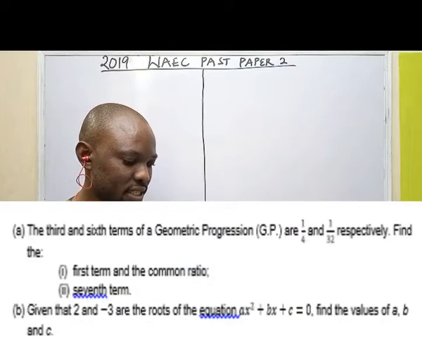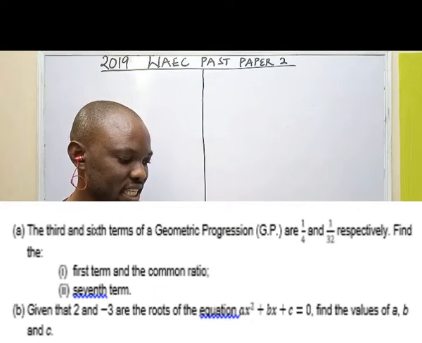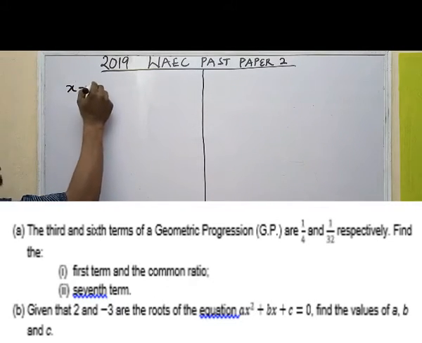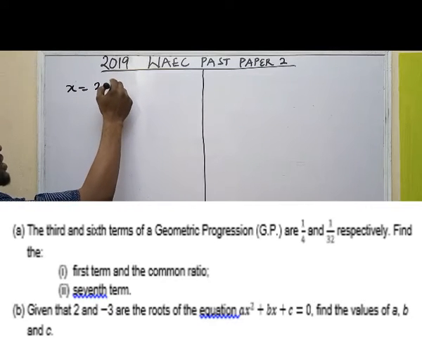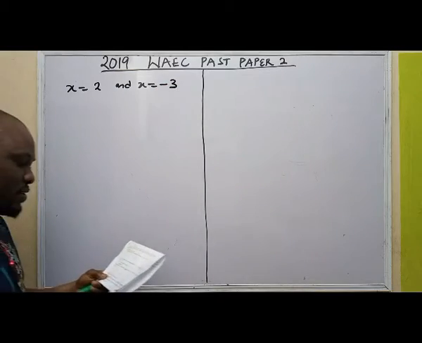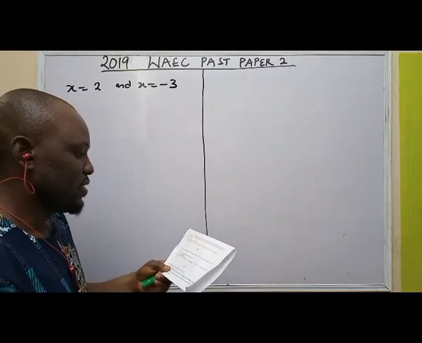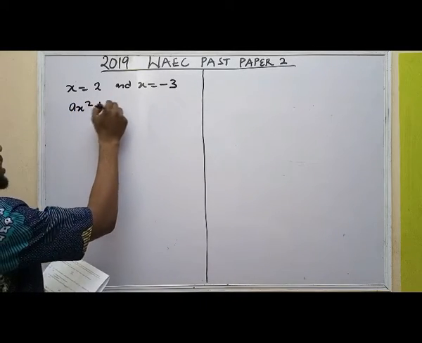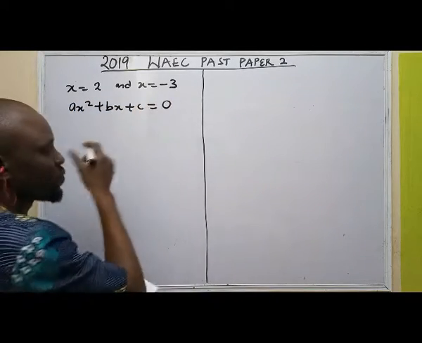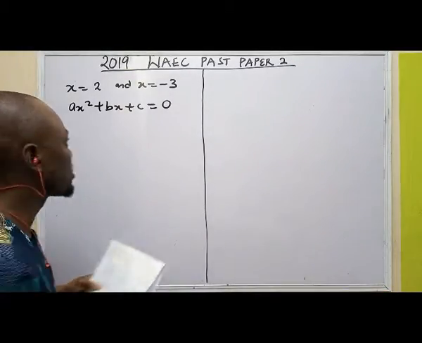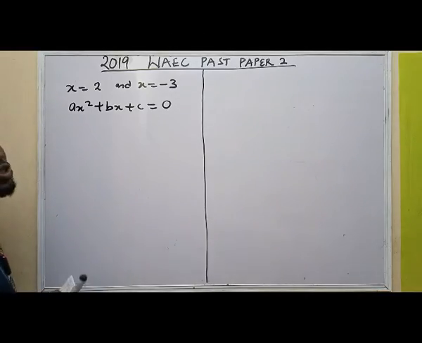Now 11b. 11b says given that 2 and negative 3 are the roots of the equation, which means x equals 2 and x equals negative 3. These are the roots of the equation ax squared plus bx plus c equals 0. This is the general form of every quadratic equation. Now the question says we should find the values of a, b, c.